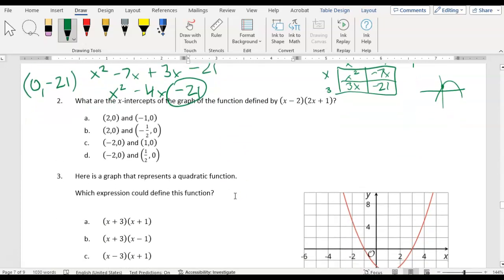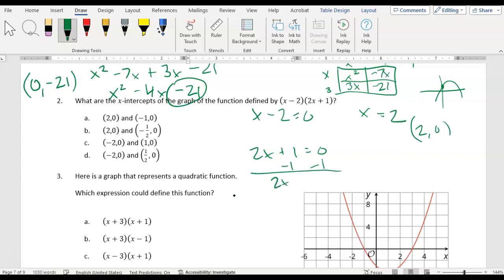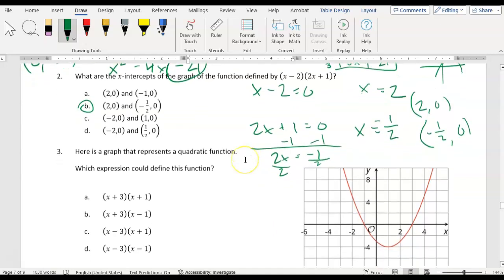What are the x-intercepts of the graph of the function defined by x minus 2 and 2x plus 1? So let's go ahead and say x minus 2 equals 0, 2x plus 1 equals 0. So x equals 2, that's one of them, so 2 comma 0. And then this one would be subtract 1 from both sides. We get 2x equals negative 1, divide by 2, x equals negative 1/2. So the other one would be negative 1/2 comma 0. So that leads us to see that it is B.